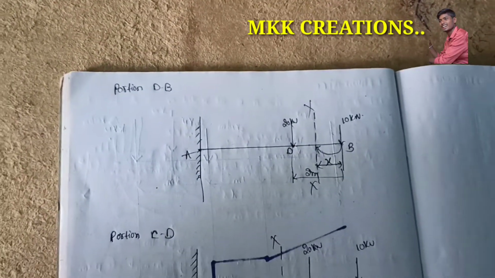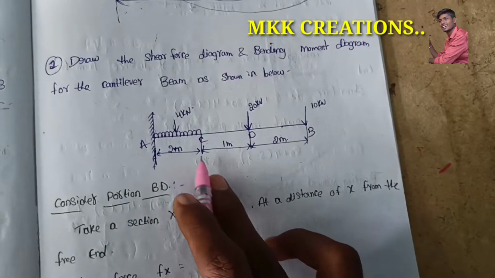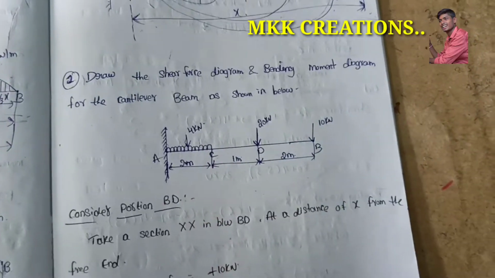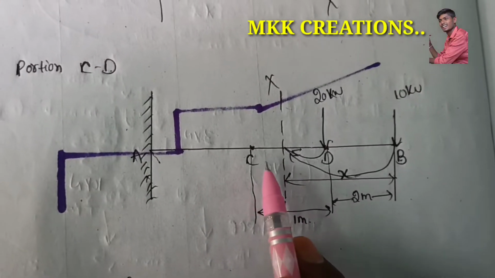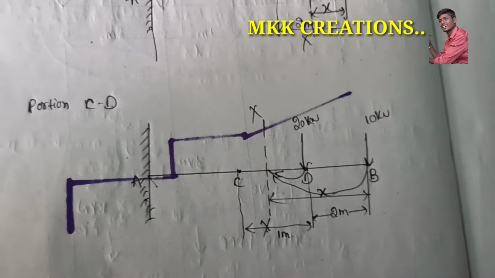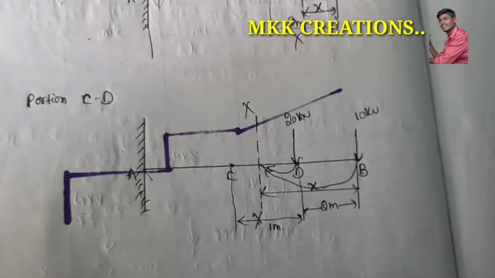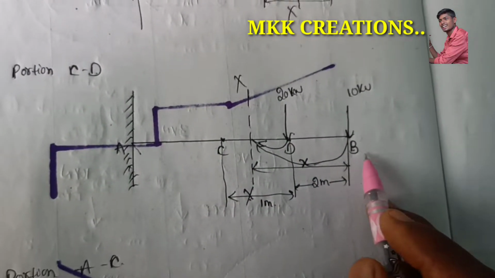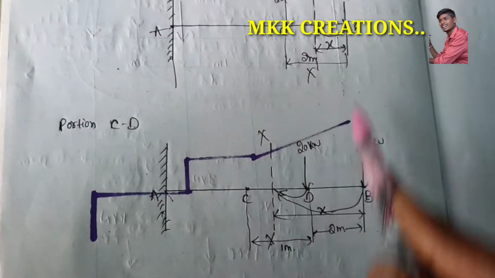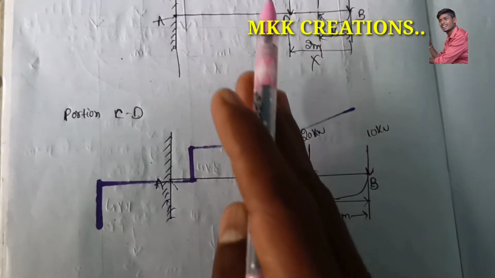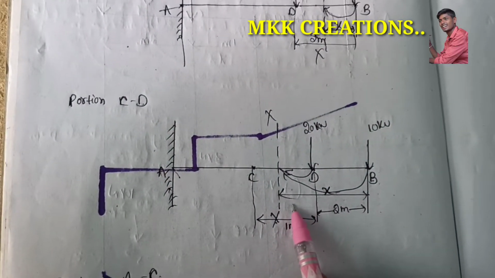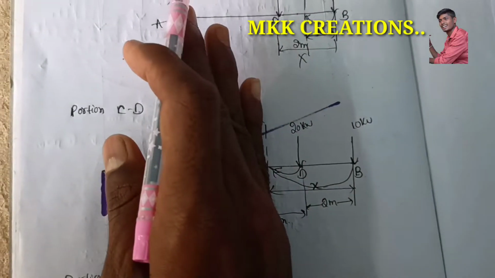Now likewise, consider the section CD. Now you divide the section XX in between like this. We will consider now the CD portion and the BD portion. Why? Because we are coming from one end to the other end. So for that we consider this one as well as CD. Now we want to divide a section XX at a distance of x from the free end. So now divide the section.